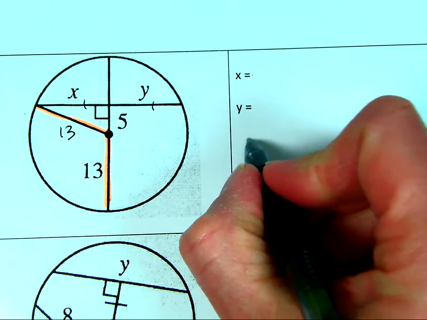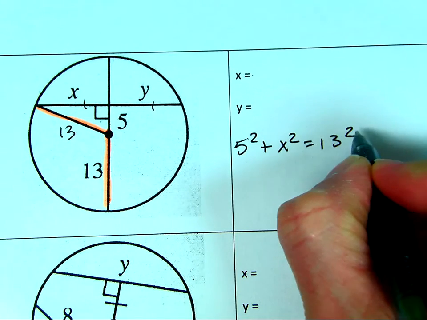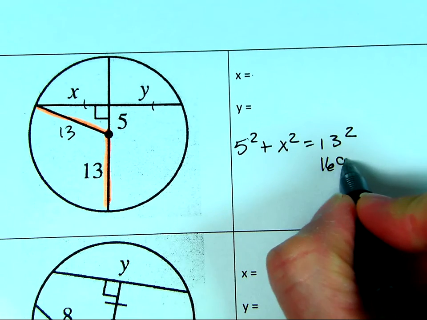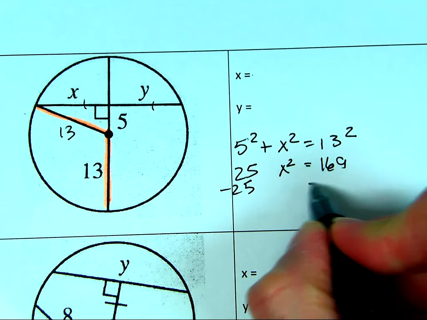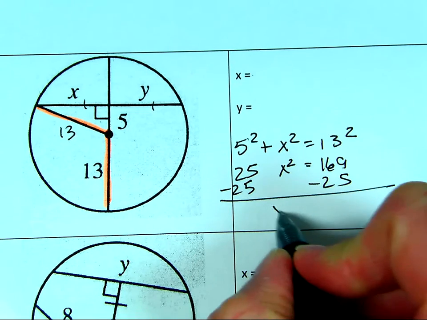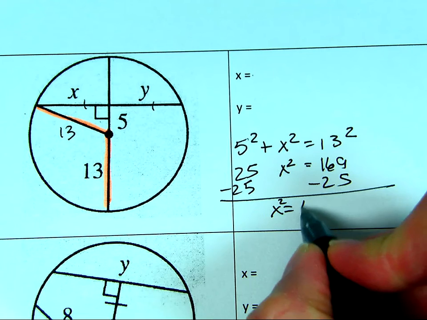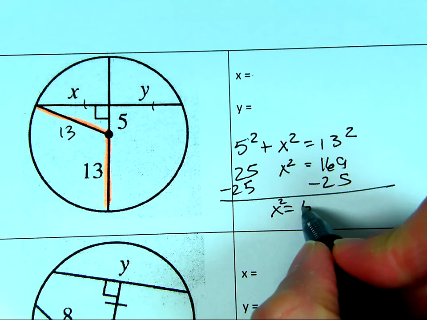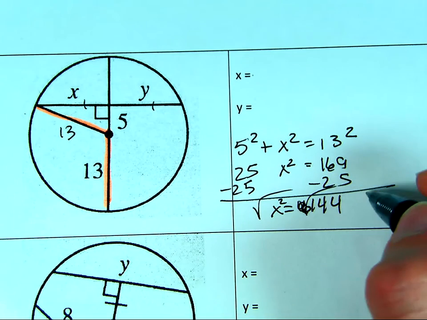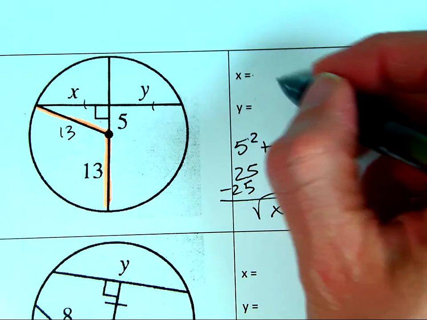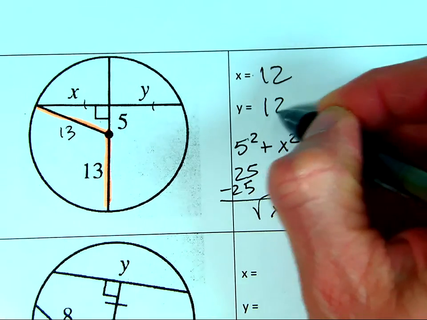So I'm going to say 5 squared plus x squared equals 13 squared. Now 13 squared is 169. 5 squared is 25. If I subtract 5 squared from both sides, I get x squared equals, what do I get? 144. And if I square root both sides, I'm finding that x is 12. Well, if x is 12, we already established that since that's the bisector, y is also 12.